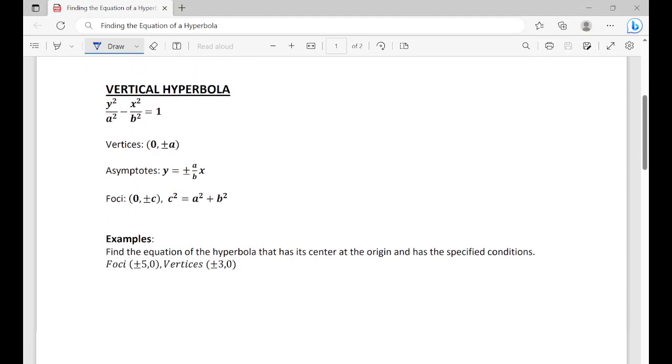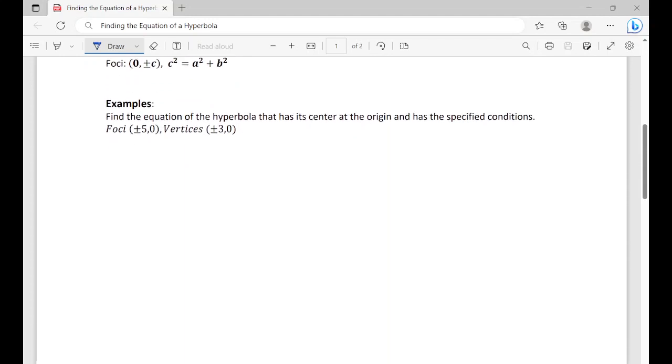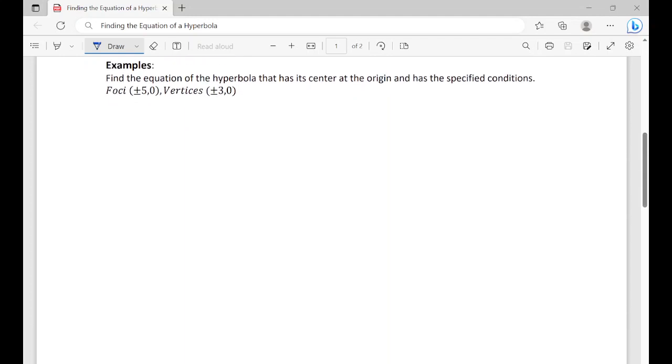So we're going to do a couple examples to find an equation of each one. Again, these are all centered at the origin, and we have specific conditions that we're going to be given to find it. For the first one, we have foci at ±5, 0 and vertices at ±3, 0.